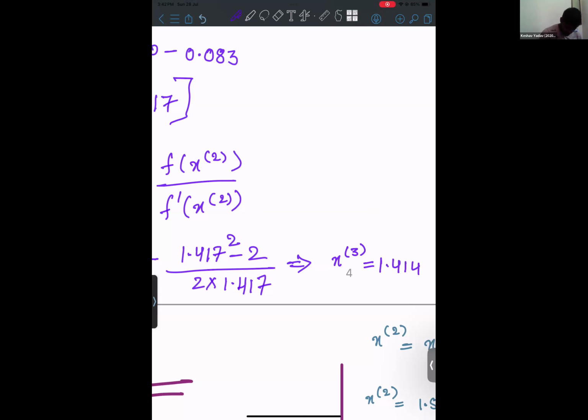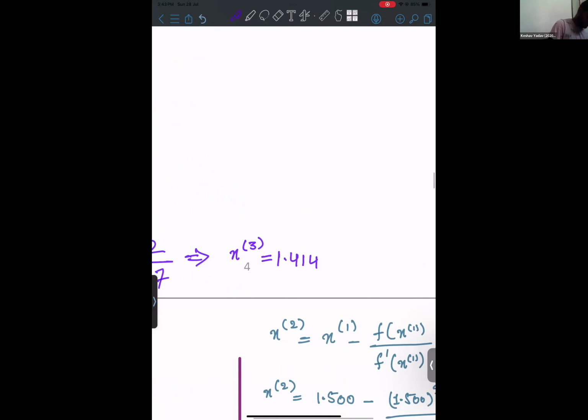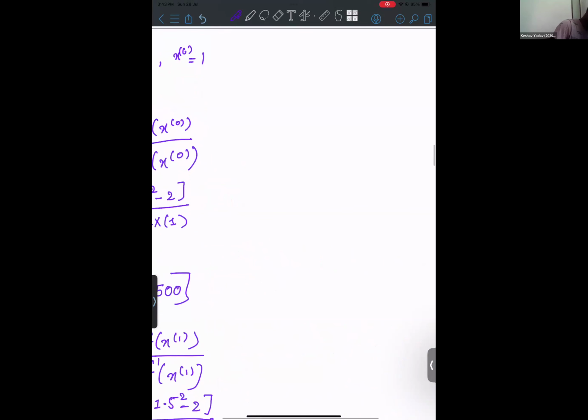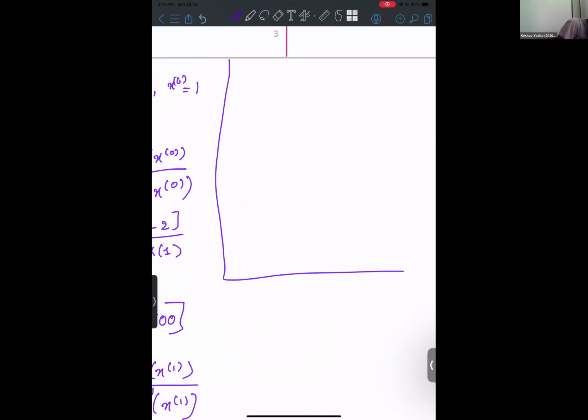1.417 minus (1.417 square minus 2) divided by 2 multiplied by 1.417. So what will be the value after third iteration? 1.414. Now I want to find the value of x at the fourth iteration.